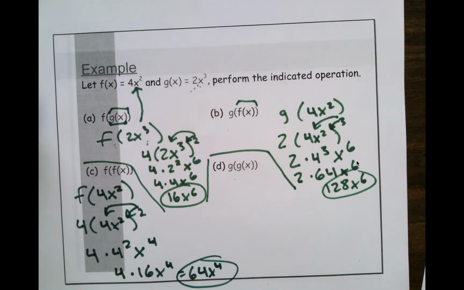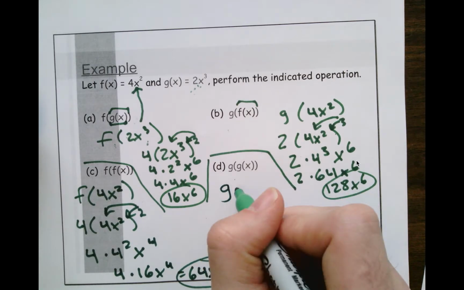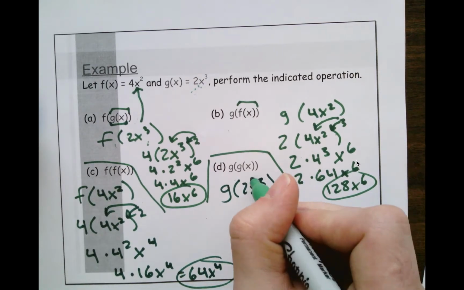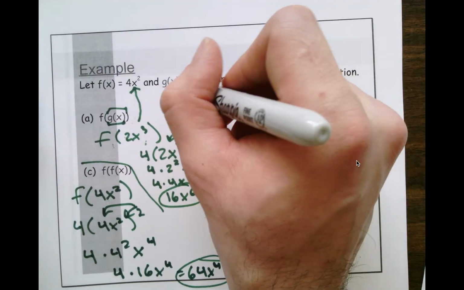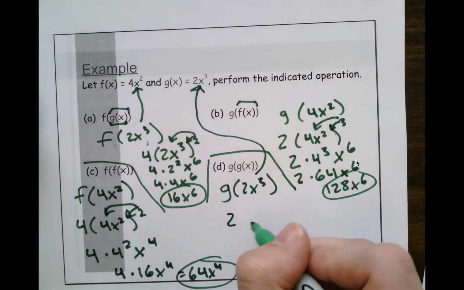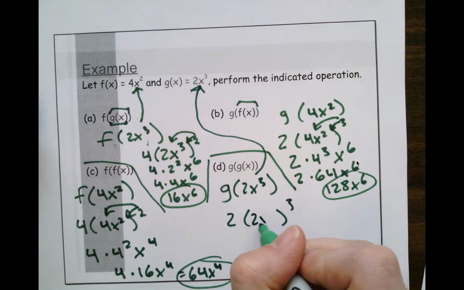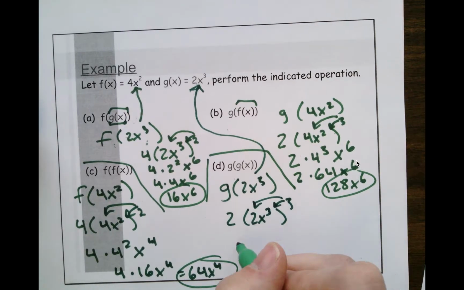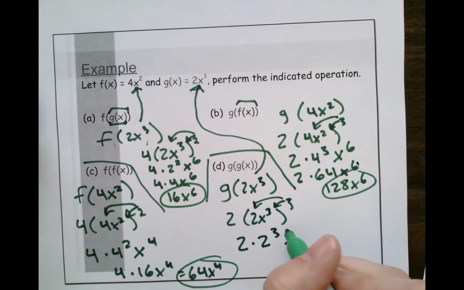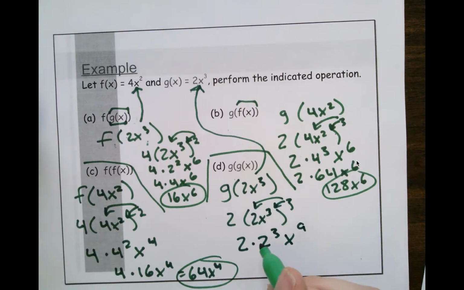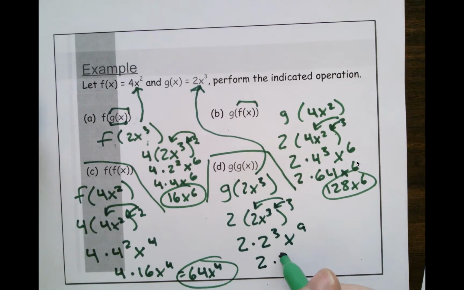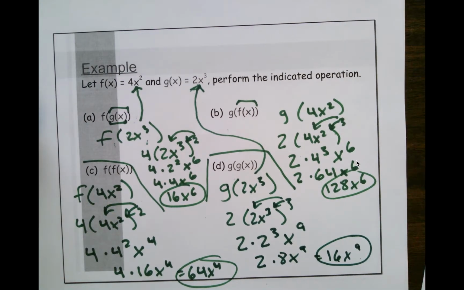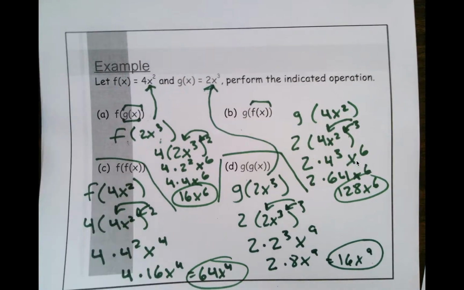Same thing here, g of g of x. What is g of x? Well, it's 2x cubed. I'm going to take that and substitute it in anywhere I see an x. So I would say 2 cubed, and now I would have 2x cubed. The cubed gets sent to both exponents because it's a power of a power. 2 times 2 to the 3rd. Multiply the exponents because it's a power of a power. 2 times 8 x to the 9th will give you 16x to the 9th. This process is the same thing over and over again.